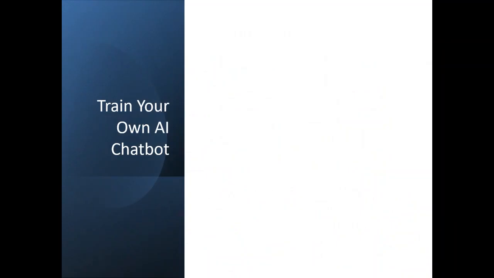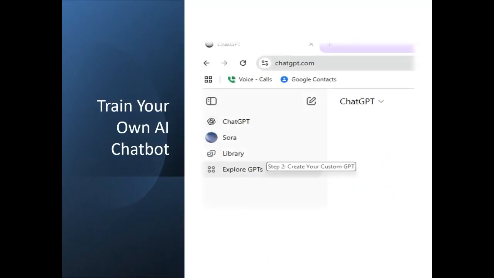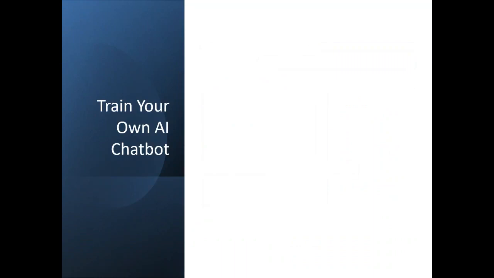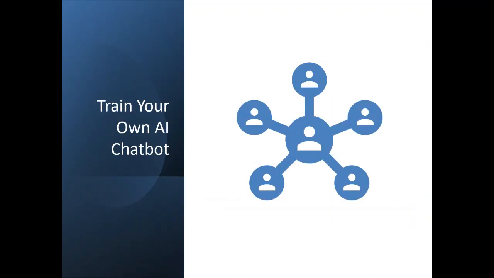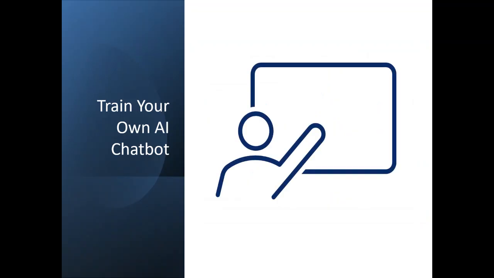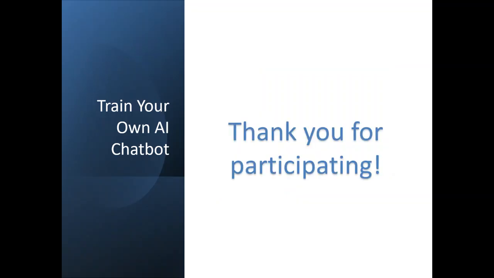Let's review. The 5 steps to create a chatbot include accessing ChatGPT through OpenAI, create your bot, customize your bot, share your bot, test and refine your bot. And that's it. You've learned how to build a custom AI chatbot tailored for your learners' needs. Thank you for participating and happy training.